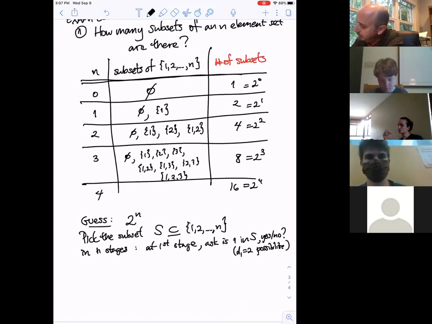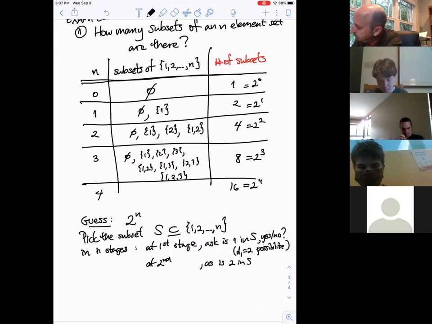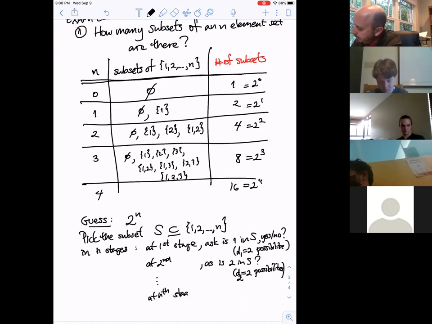Okay. And at the second stage, ask is 2 in S. And again, D2 is 2 possibilities. And at the nth stage, ask, oh, that was supposed to say ask. Ask is n in S. Dn is also 2.